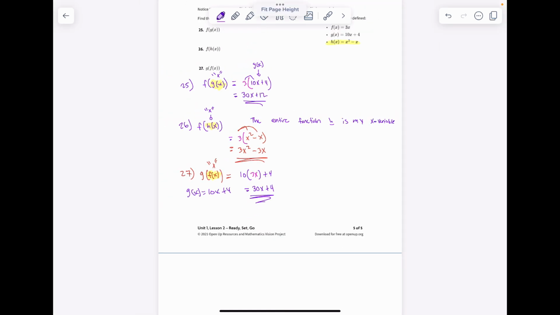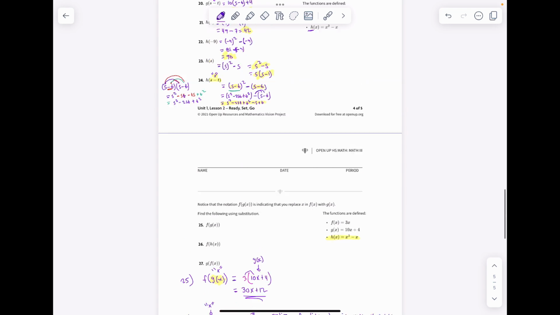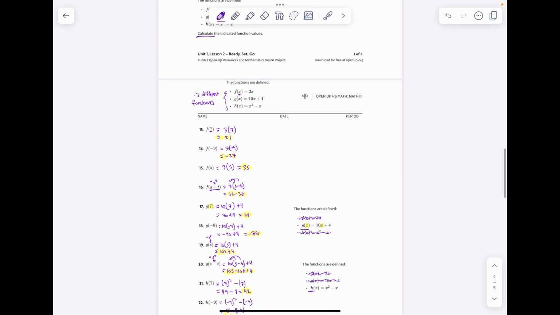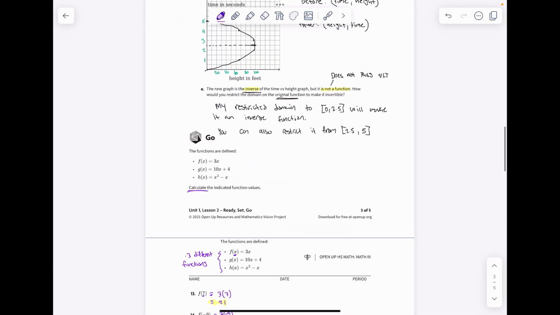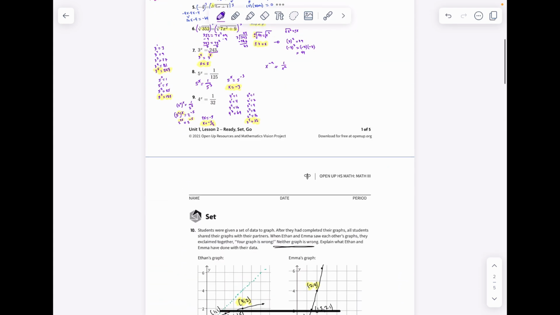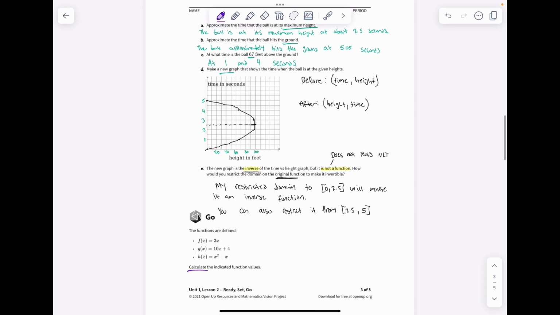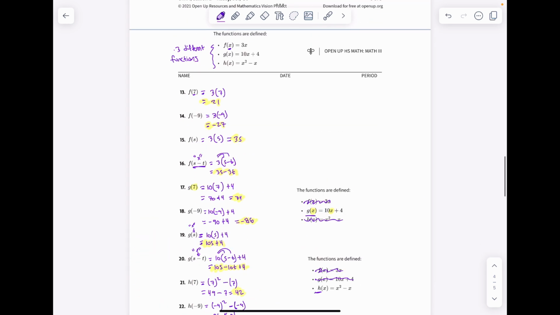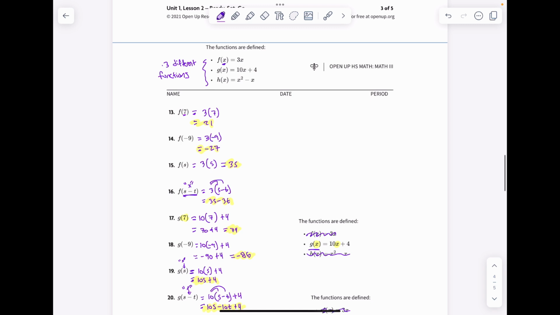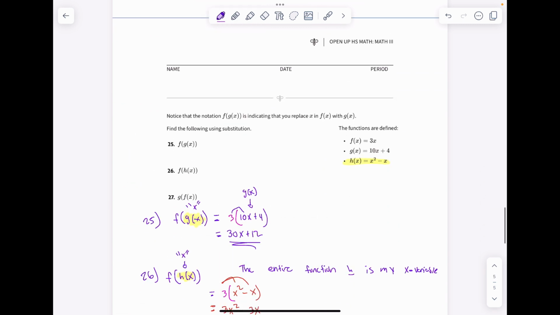Good. I hope we enjoyed that. There was a lot to do, and I hope that all of that made some sense, especially the first problems and then the later ones. We want to make sure we are comfortable plugging in and working with all different types of functions and being able to do this function composition. Okay, this is a composition function.